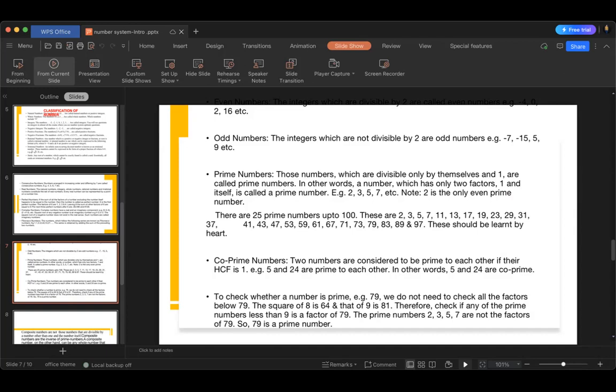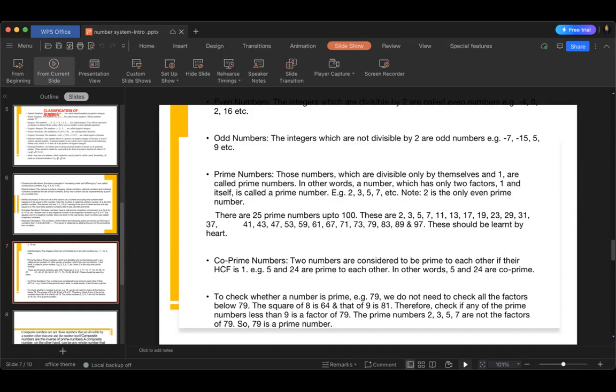1 eight is 8, so here we have two factors. Two 4s are 8, so we have four factors. So the number 8 is known as a composite number. A composite number can be an even number or an odd number. Note: one is neither a prime number nor a composite number. Examples of composite numbers are 9, 16, 25, and so on.